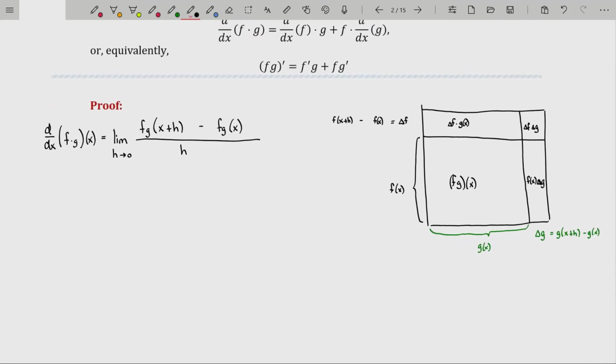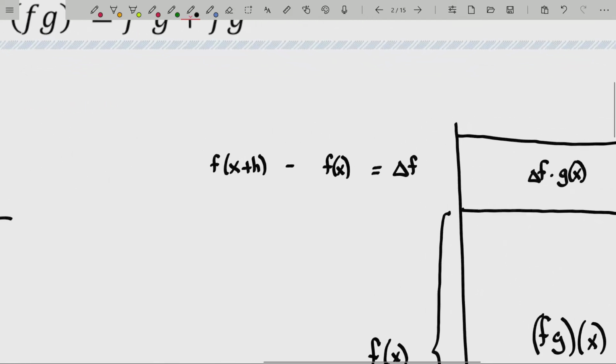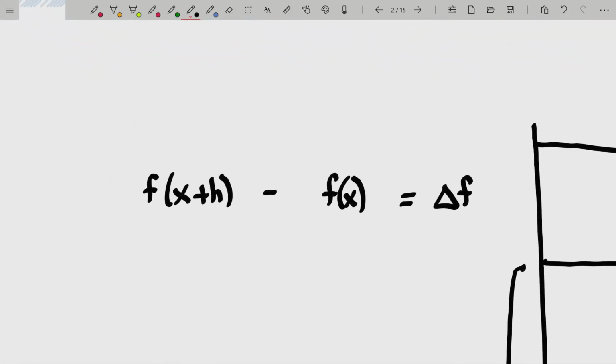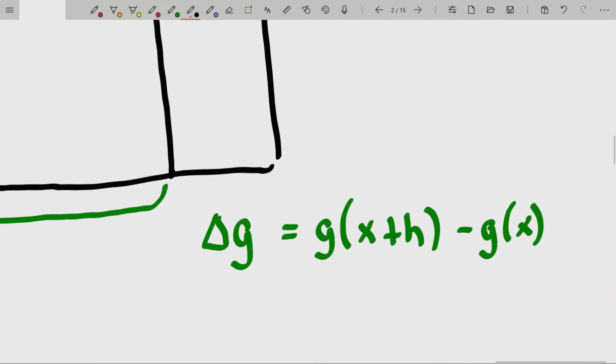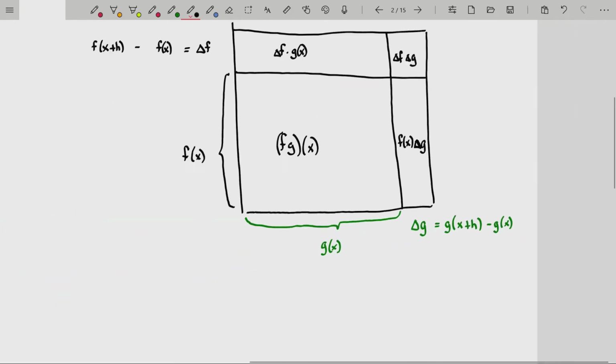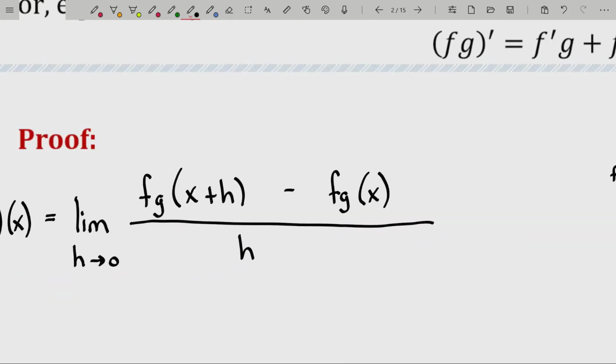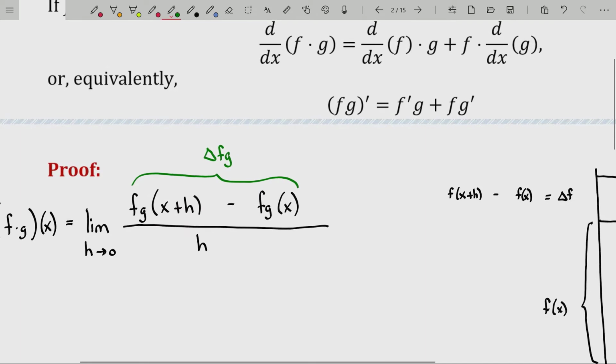And I need to somehow relate this to my limit within my proof. Well, if we've defined the change in f to be f of x plus h minus f of x, and likewise defined the change in g to be g of x plus h minus g of x, then fg of x plus h minus fg of x, that picture must be, by our definition, a change in f times g. Just by our definition. It's the same exact definition.